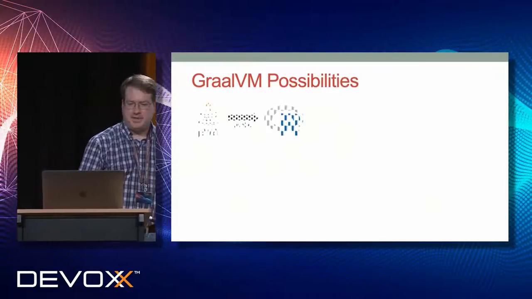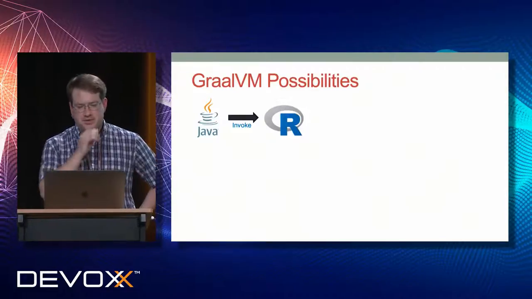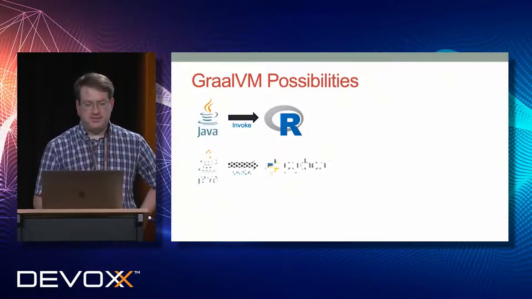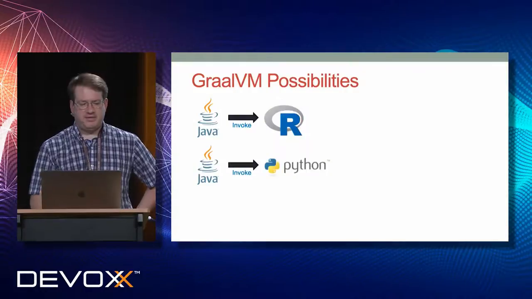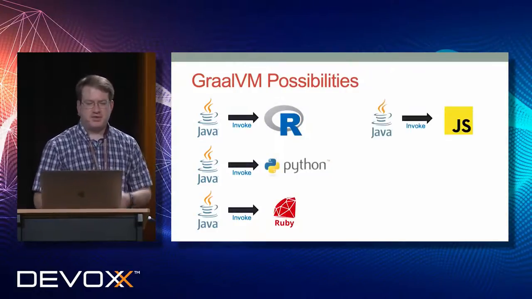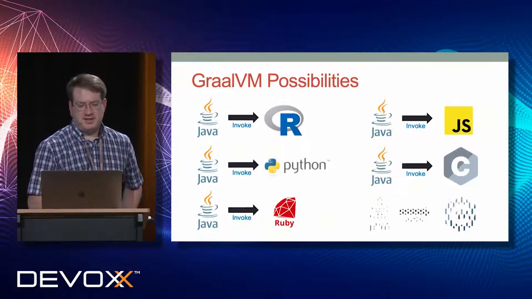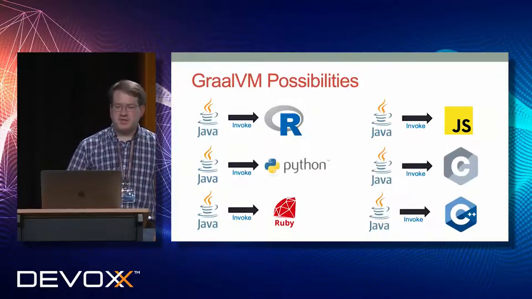Okay. So what are the possibilities with GraalVM? You can directly invoke R from Java. You can invoke Python from Java. You can invoke Ruby from Java, and that's bidirectional. Invoke JavaScript, C, and also C++ code, which means that you can actually use shared libraries.